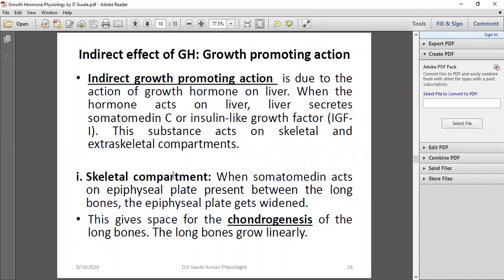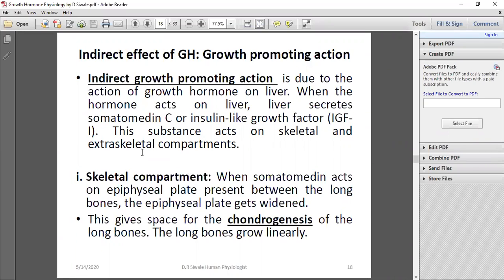Okay, but it stimulates the growth of the skeleton by stimulating processes such as chondrogenesis. So when the somatomedins act on the epiphyseal plate present between the long bones, the epiphyseal plate gets widened. This gives space for the chondrogenesis of the long bones. So the long bones grow linearly.